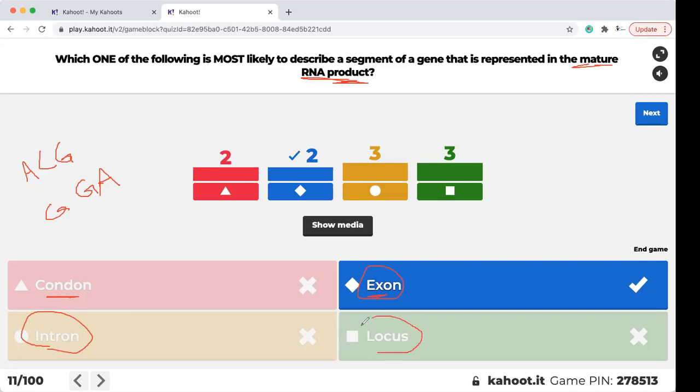Finally, what is the locus? Locus is just the location of a specific gene within the chromosome. So it has no relation to the mRNA, it is present at the DNA. So these are the explanations for all.